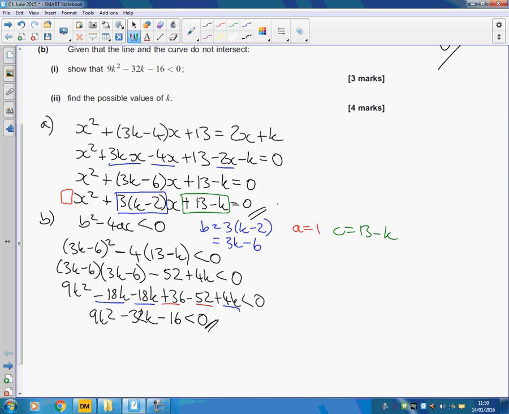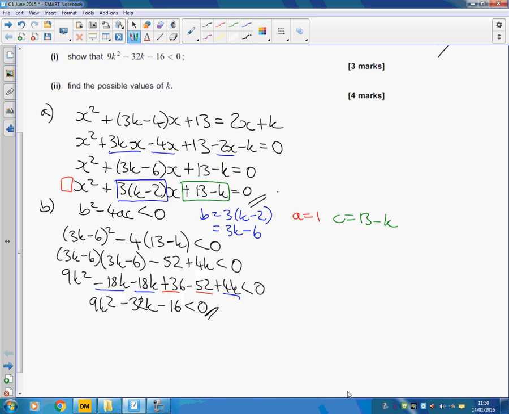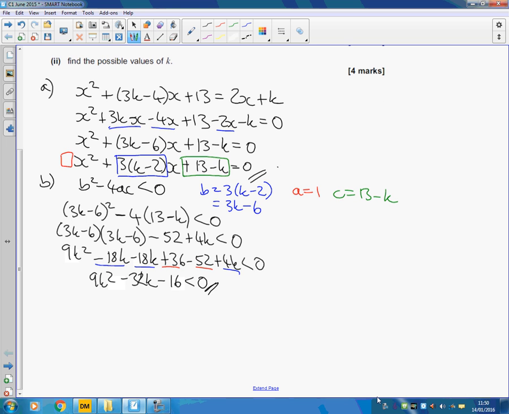Okay, even if you couldn't do those bits, we can still do part 2 because that was a show that, so they've given us the answer. So that was B part 1. B part 2, they want us to find k, so they want us to solve this quadratic inequality. So the first thing we need to do is find what's called the critical values. That's where the graph, if we drew this as a graph, would cross the x-axis. So we're going to make that equal 0.